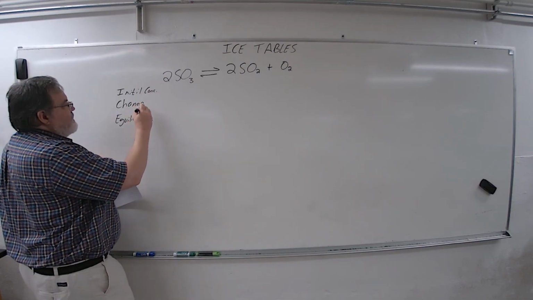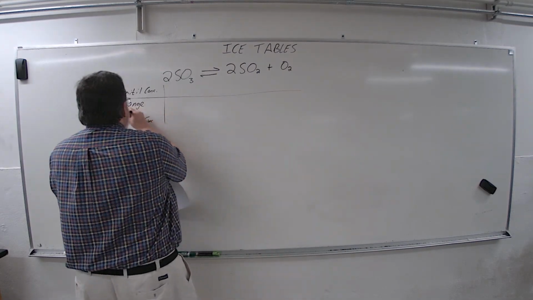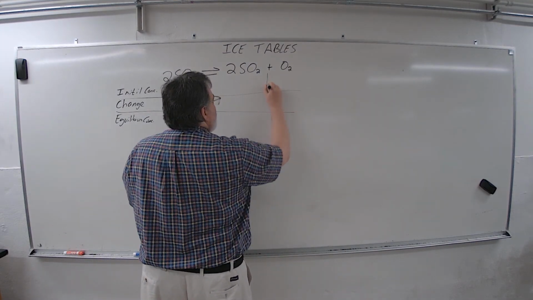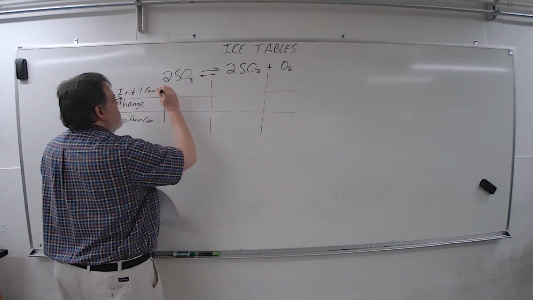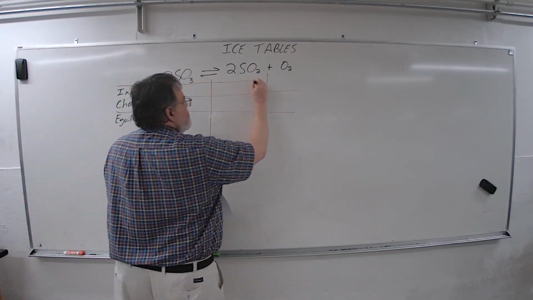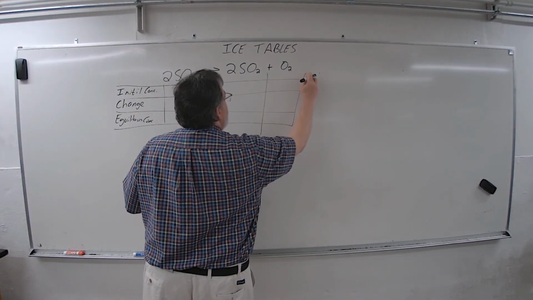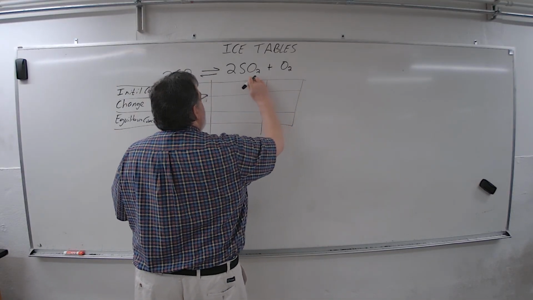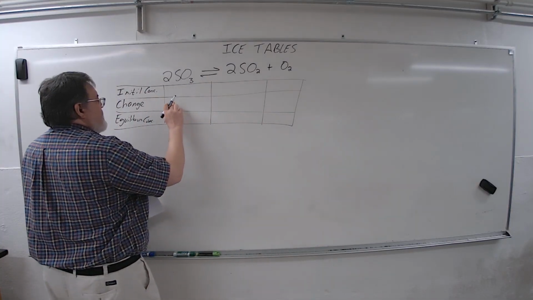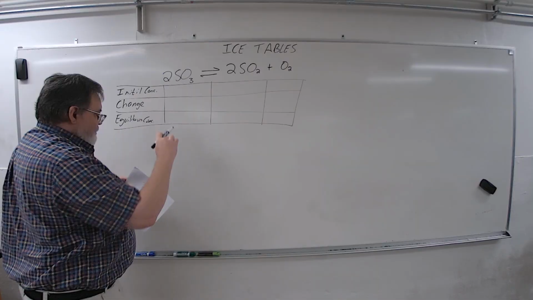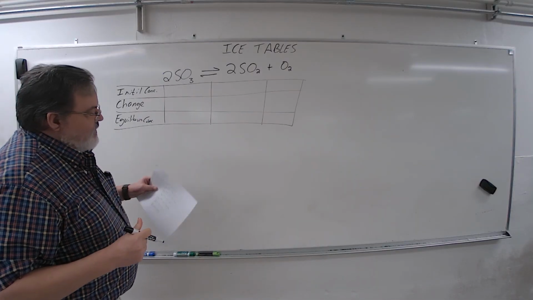But let's focus just for a second on this. You have a column for each one of these. A column for this, a column for this, a column for this. But let me focus just for a second on change. Any problem you get, there's at least one of these that you know the change.